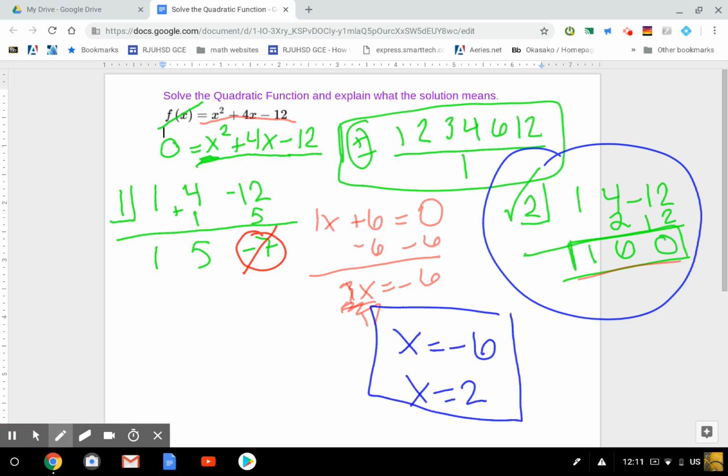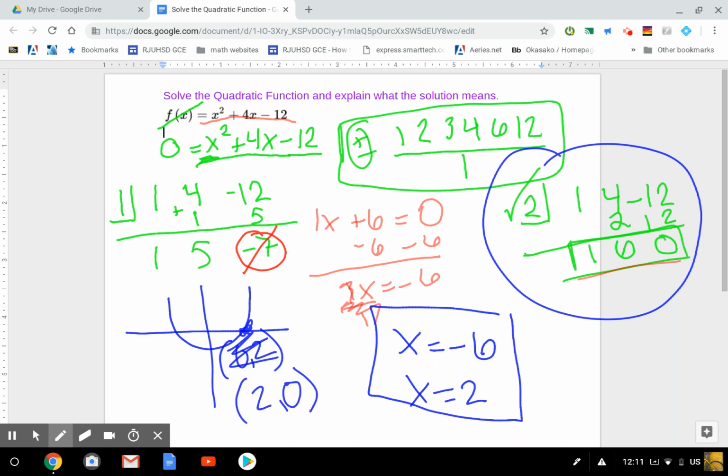Now, what does this mean? That means that on your parabola graph, where your graph crosses the line, you're going to have a parabola like this. You know that your zeros, your x-intercepts, are going to be at 2, 0, and negative 6, 0. So yeah, that's how you solve the quadratic function.